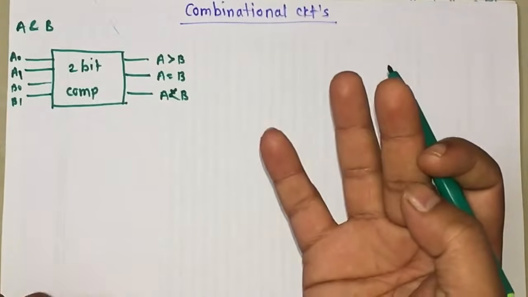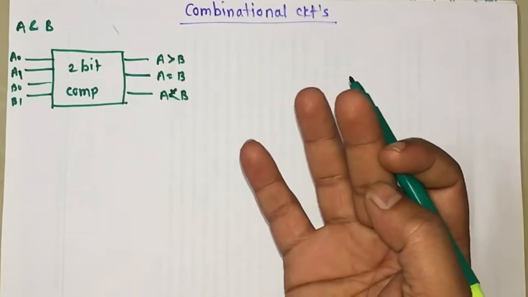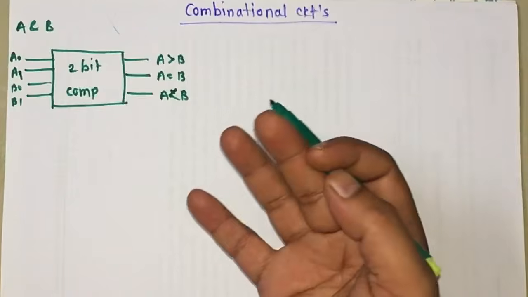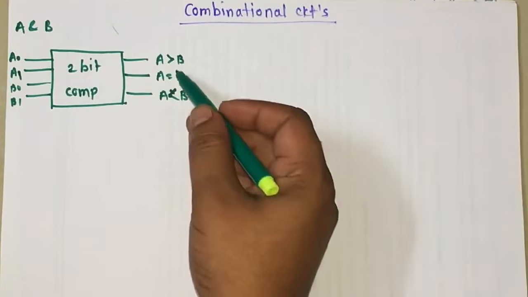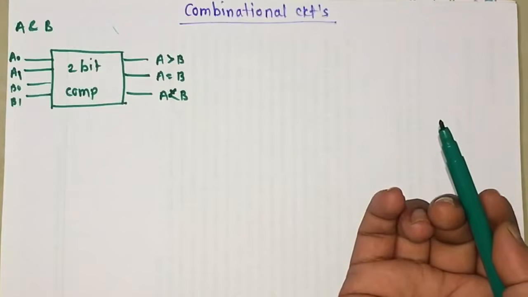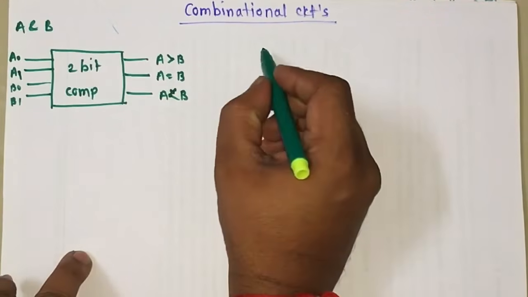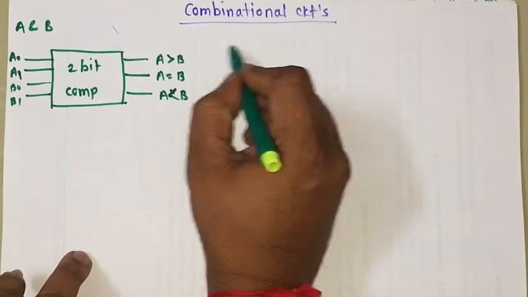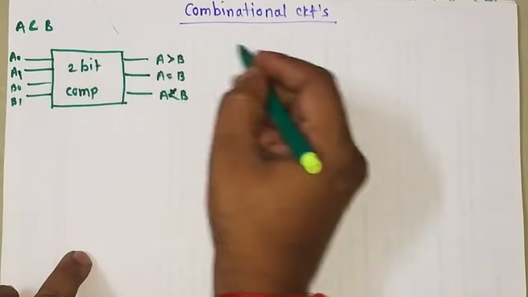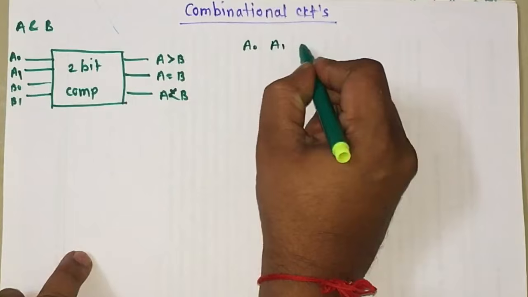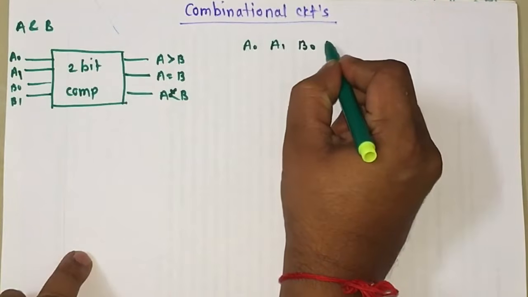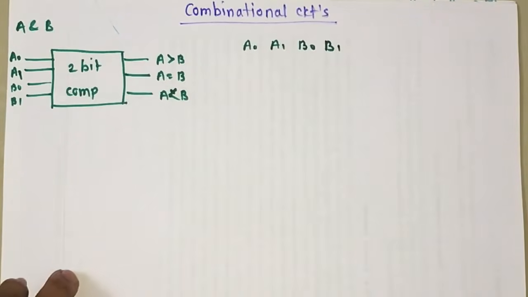After the truth table, what is the next step? From the truth table we will get the equations for these 3 outputs by using K-map simplification. So here I will write the truth table. How many inputs are there? Total 4. So here I will write A0 A1 B0 B1.